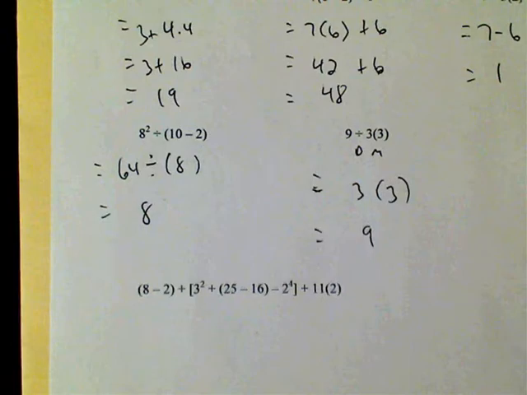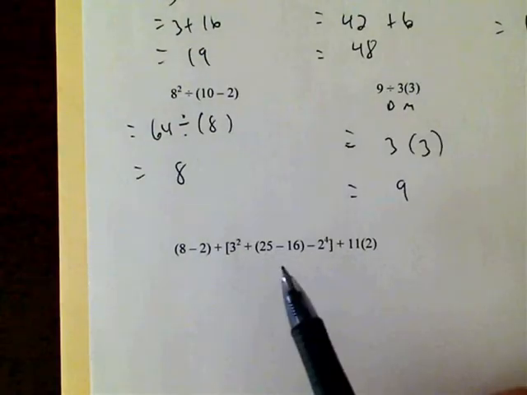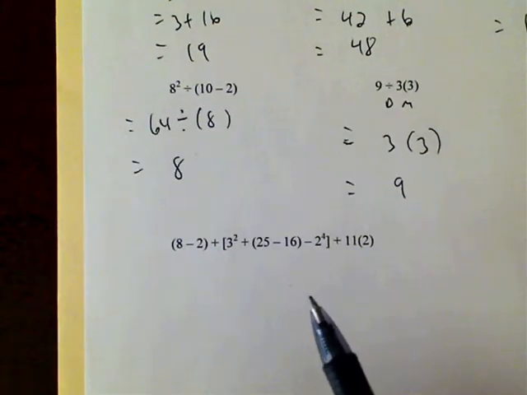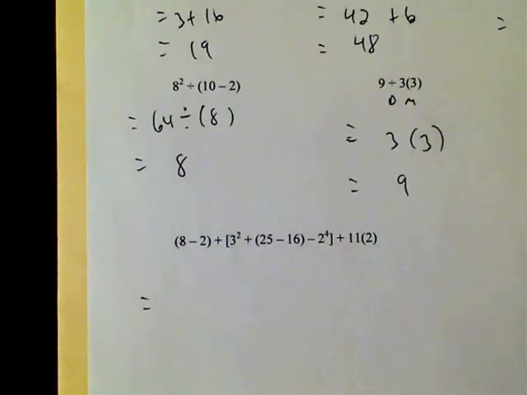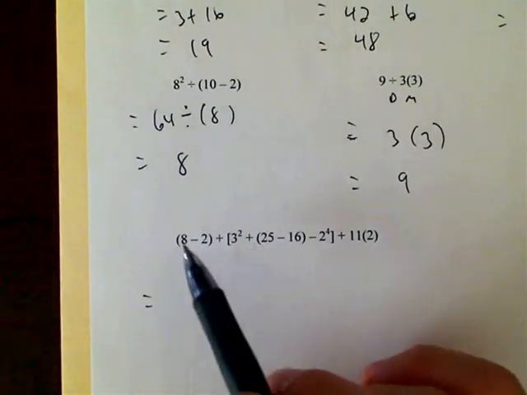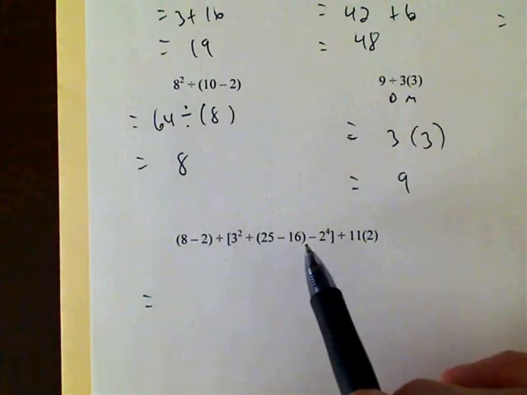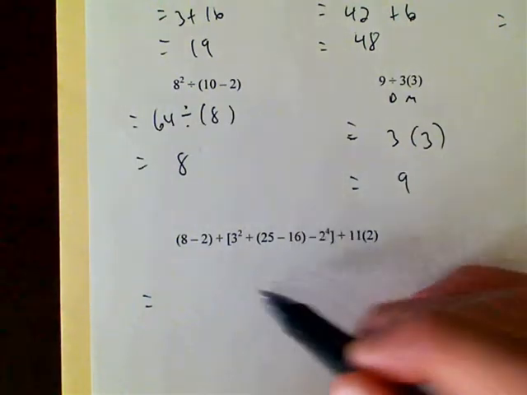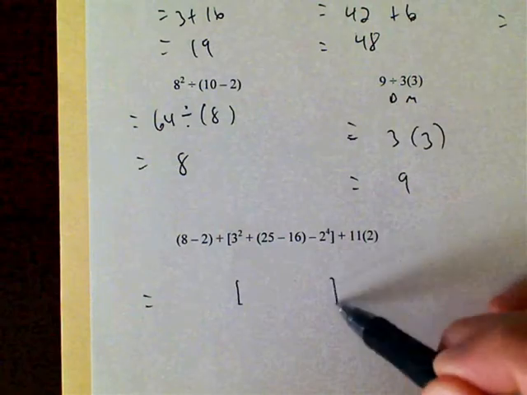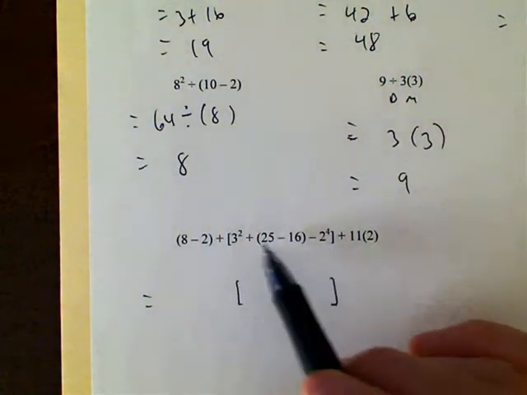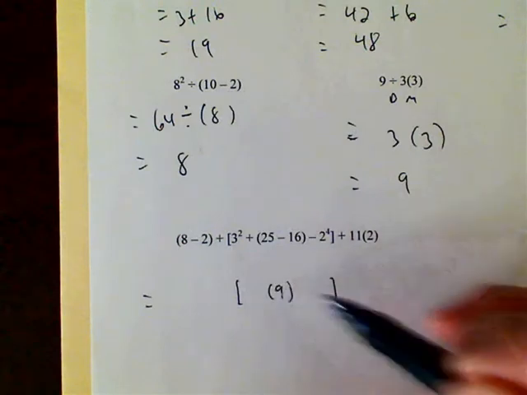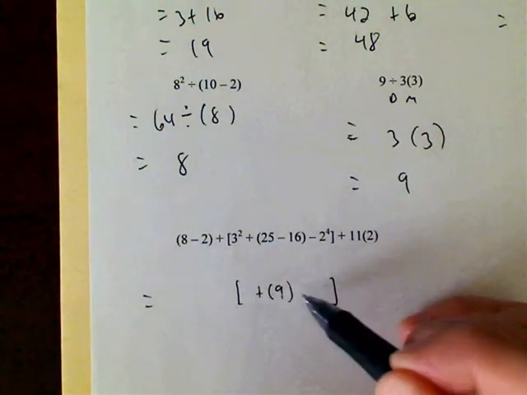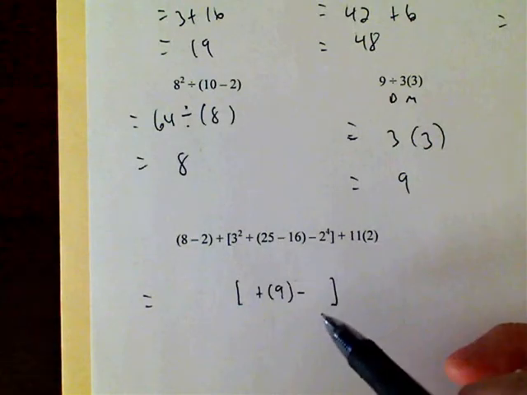Let's do another one. This one's got a lot of information in it. So this one I'm definitely going to combine some steps. When I see the brackets and parentheses, that's what I'm going to do. Let's go ahead and work inside the brackets. Inside the brackets you'll see parentheses. 25 minus 16 is 9. I'm going to bring down the plus and the minus. Now inside the bracket, my next step will be to do the exponents.